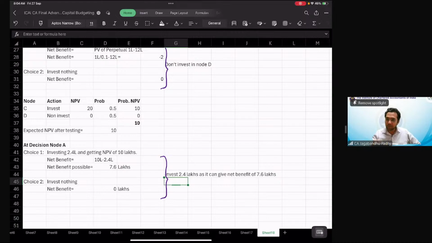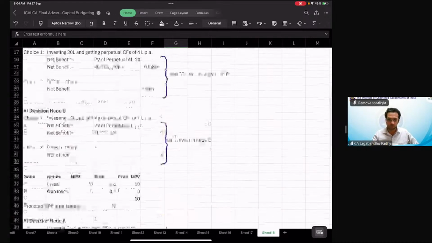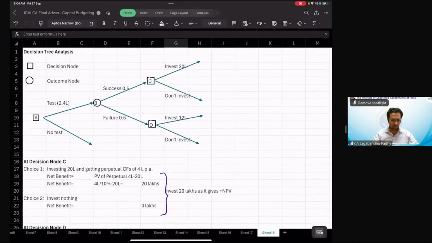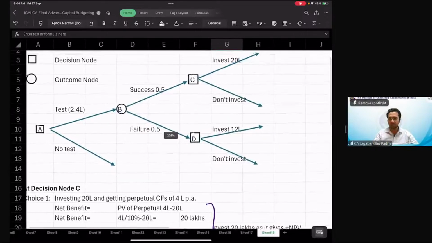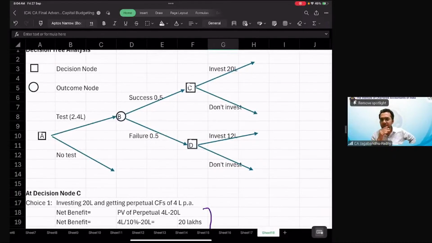In exam, a single page of portrait is not sufficient for the decision tree. You can prepare this decision tree. Obviously, I've made it quite large. You can make it in a shorter form also.